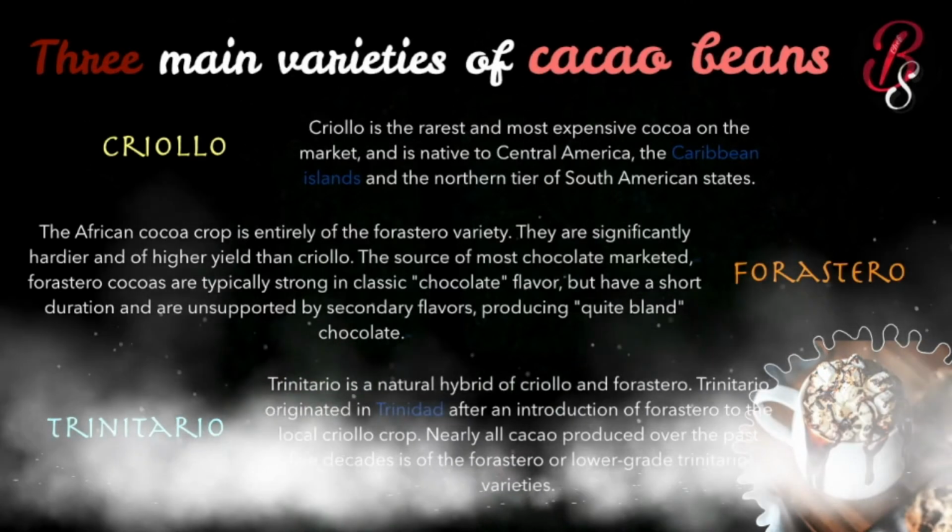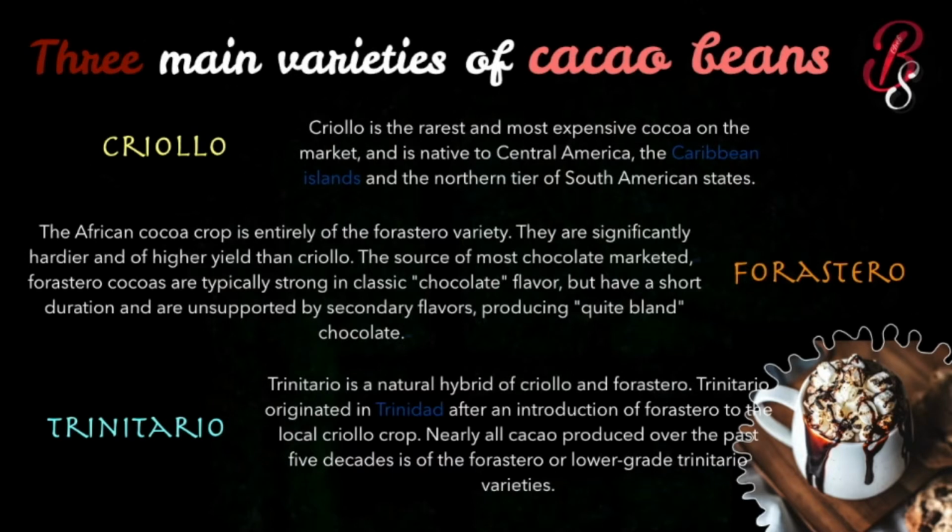Then we have Trinitario, a natural hybrid of Criollo and Forastero. You can see the two, Criollo and Forastero, combined right here as Trinitario. It's a mix of the two. It originated in Trinidad after the introduction of Forastero, which devastated the local Criollo crop. Nearly all the cocoa production over the past five decades has been Forastero and the lower-grade Trinitario varieties.